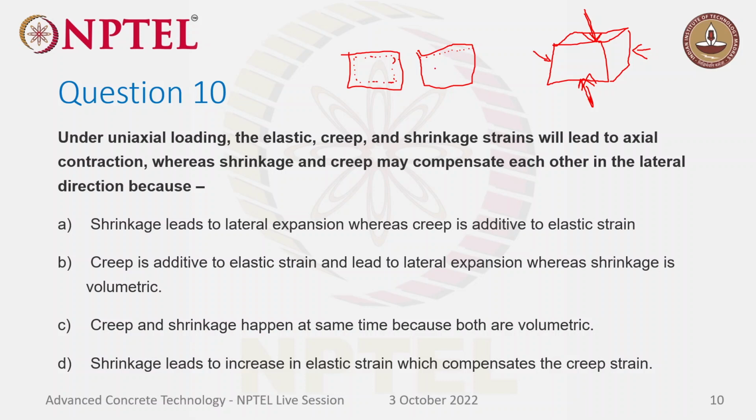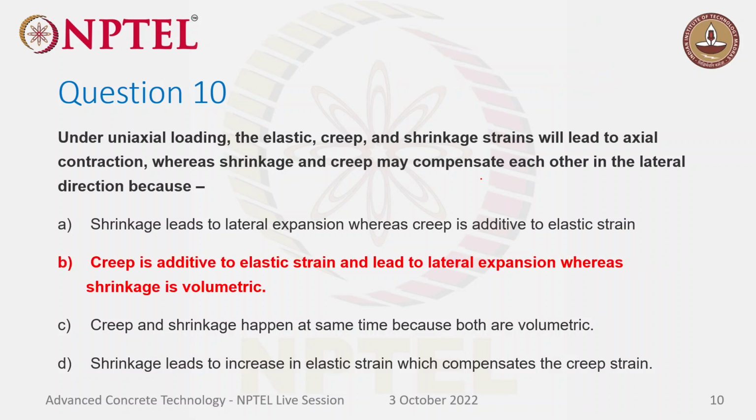Okay, if there is only compaction on this side, then obviously this side will bulge out, right? So already we have some shrinkage here, and concrete is bulging out here. So obviously both will cancel out, right? Because of that, shrinkage and creep will compensate each other in the lateral direction. The shrinkage will happen on all the sides, but creep will only happen in the direction of loading.